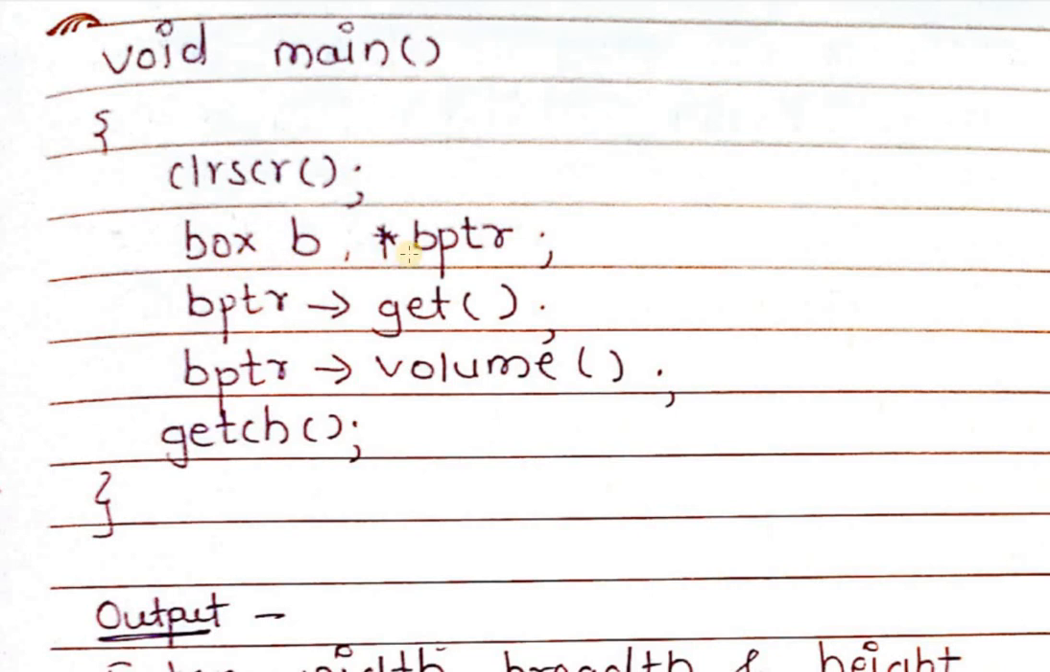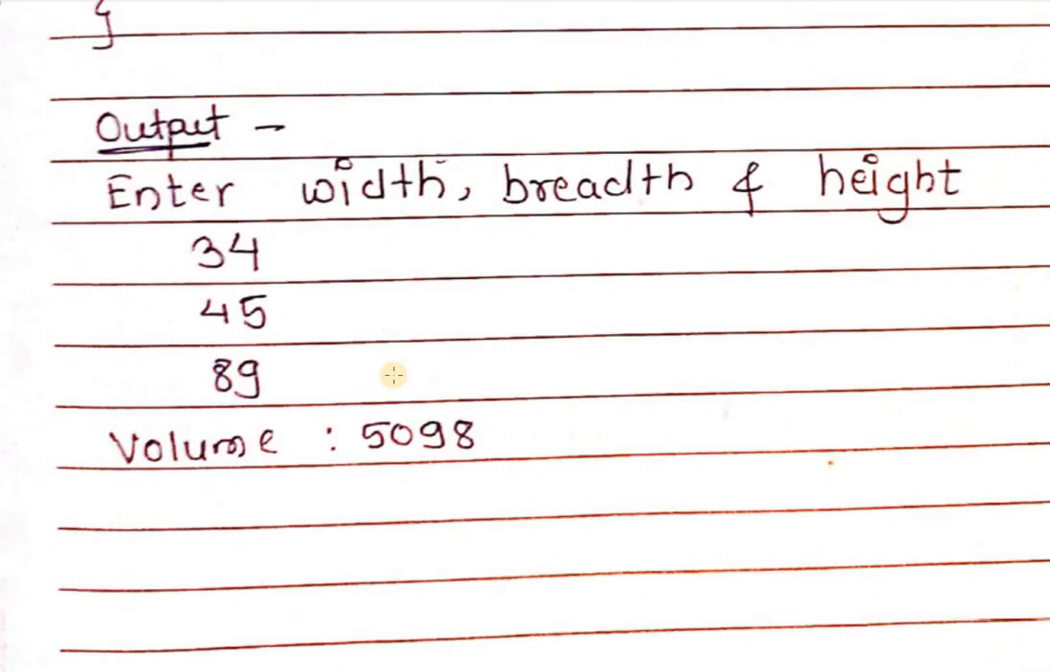Then we are specifying a pointer for the box object, that is bptr, and by using that pointer and the arrow operator we are calling the functions defined in the class. Okay, this is your second program. While you are executing this particular program, you will get the message as first it will display enter width, breadth and height. After you enter the width, breadth and height values, it will display the total volume of that particular box, that is 5098. This is your second program.